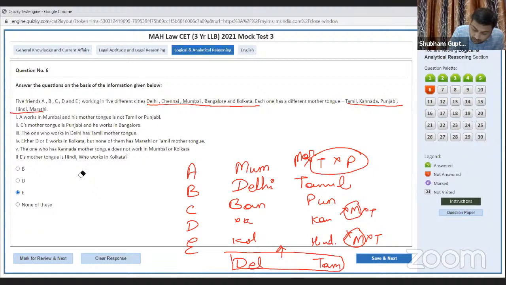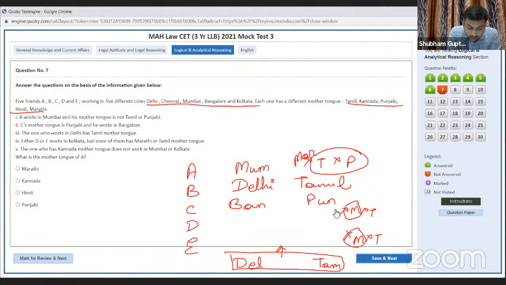Now let's delete whatever we have added for this question and let's go forward. Now if I look at this question, what is the mother tongue of A? This is simple from whatever information we have got. Who works in Delhi? B.